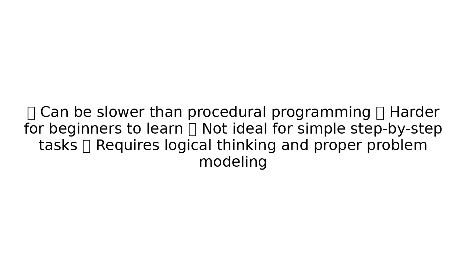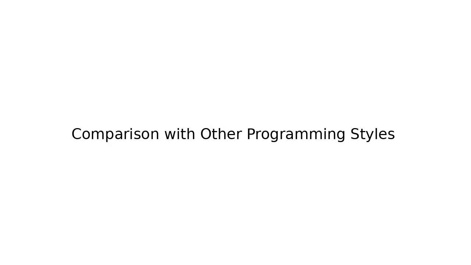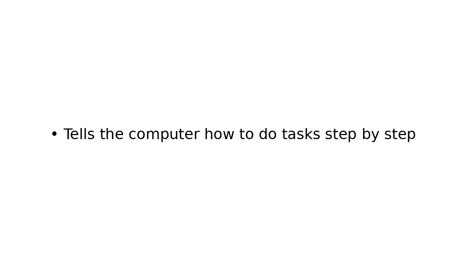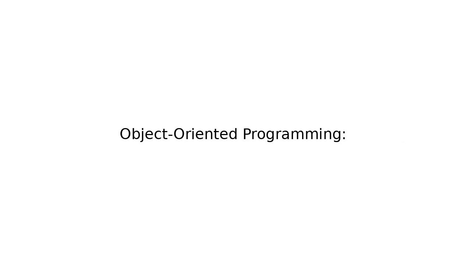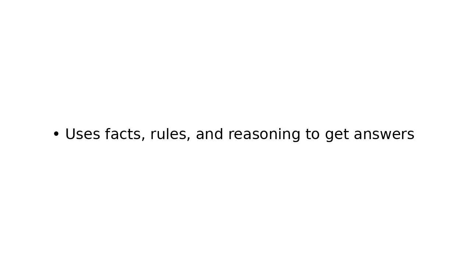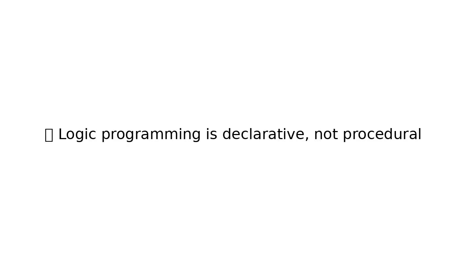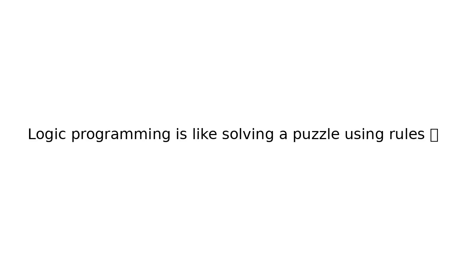Disadvantages. Crossmark can be slower than procedural programming. Crossmark harder for beginners to learn. Crossmark not ideal for simple step-by-step tasks. Crossmark requires logical thinking and proper problem modeling. Comparison with other programming styles. Procedural programming tells the computer how to do tasks step by step. Object-oriented programming uses objects and methods. Logic programming uses facts, rules, and reasoning to get answers. So, logic programming is declarative, not procedural.